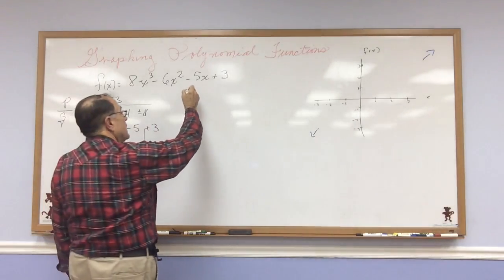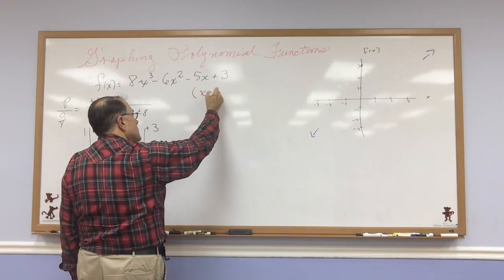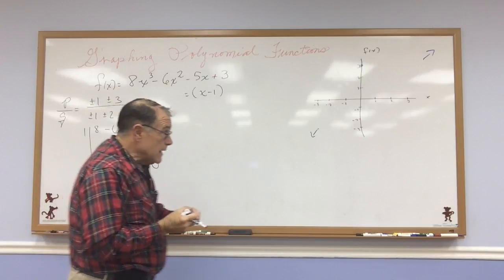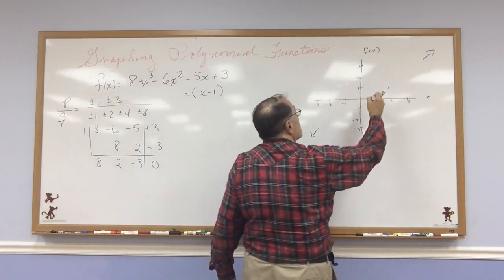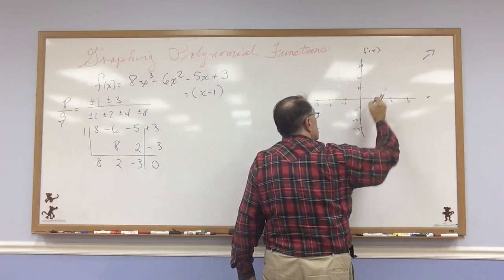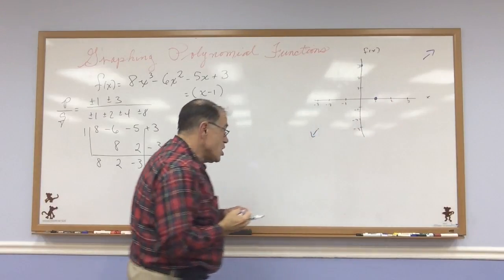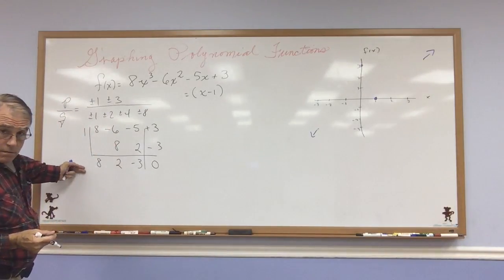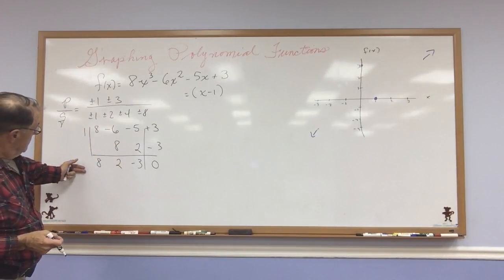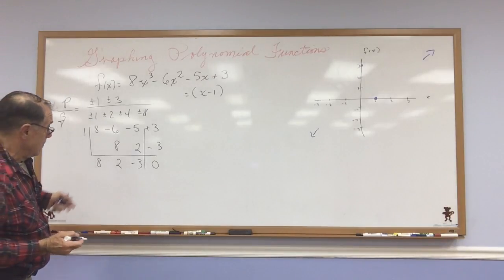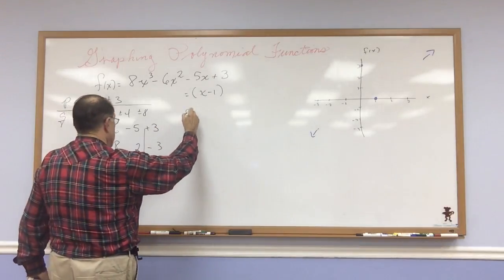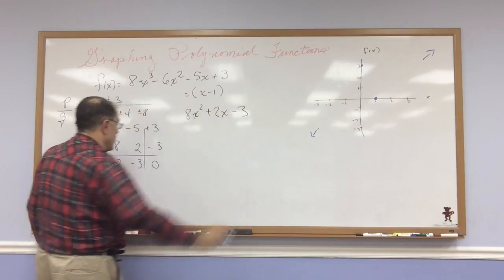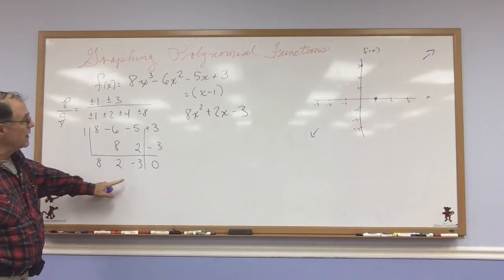I know then that x minus 1 is a factor, and 1 is a zero, or if you will, an x-intercept of our function. Knowing that, my function gives me a quadratic factor of 8x squared plus 2x minus 3.